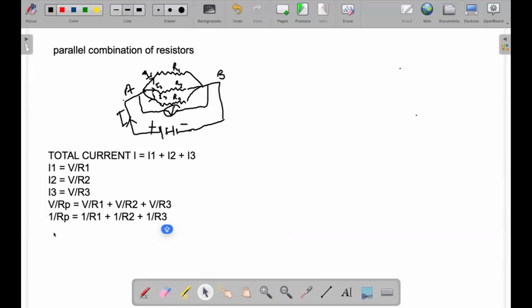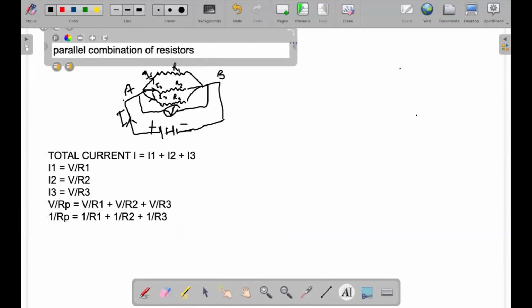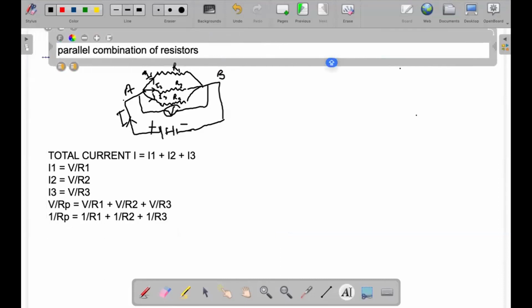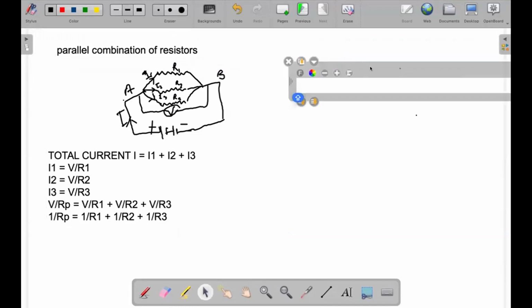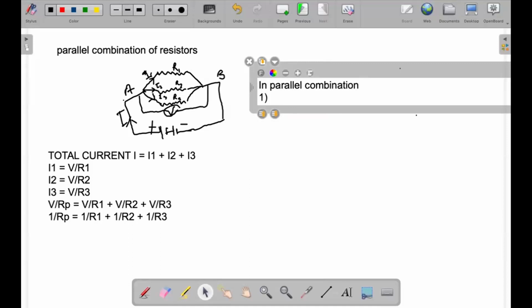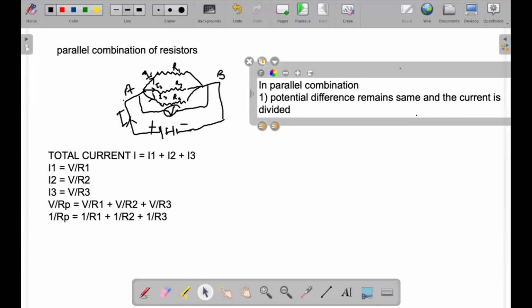And here in this case, in parallel combination, the potential difference remains the same, and the current is divided amongst the resistors based on their respective values.